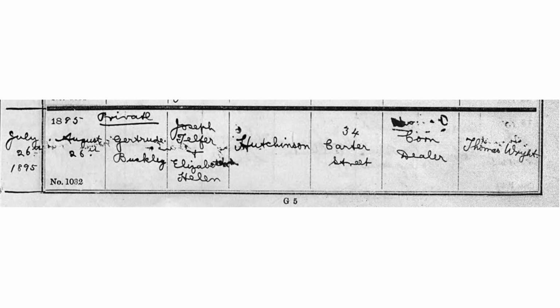So it's always good to know where they lived. It helps to distinguish between families maybe with similar names. And also the occupation for Joseph. He is a corn dealer. And corn dealer was more a generic name for any sort of grains. So it could be wheat or oats or barley or rye. He was a dealer in that. And then the clergyman's name here, Thomas Wright, the one who performed the baptism.